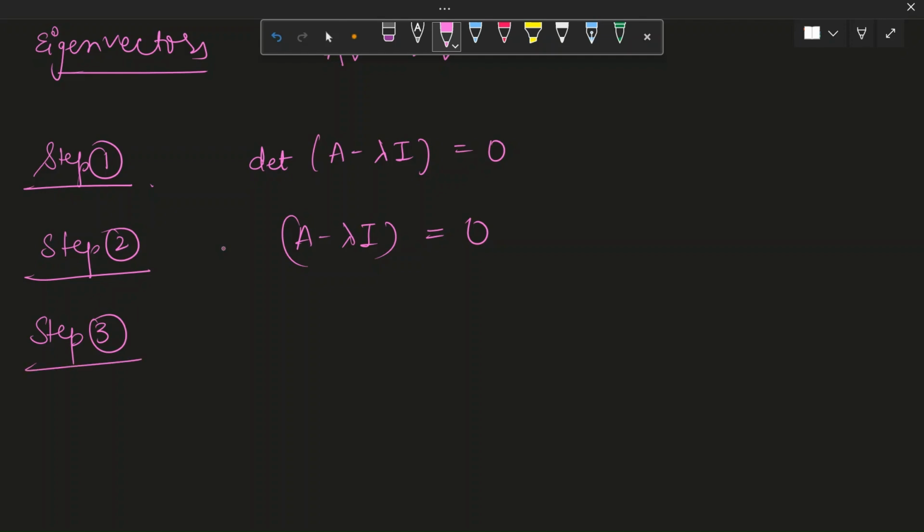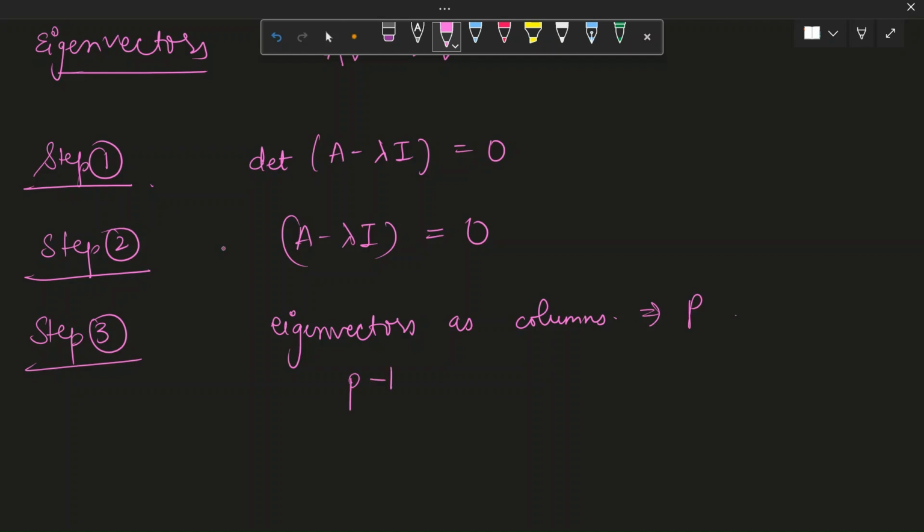Step number 3 is to form the matrix P and its inverse. So what we need to do? Firstly, construct P. How will we construct P? Using eigenvectors as columns. After that, we will get the matrix P. And when we have P, we can calculate P inverse from it.